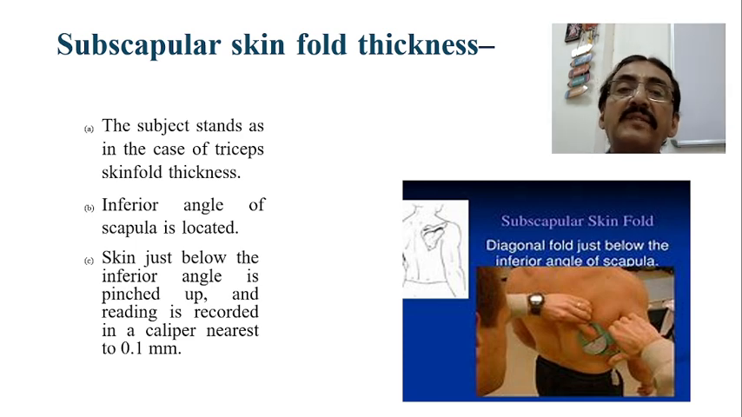Similarly, for subscapular skin fold thickness, the subject stands just as in the case of the triceps skin fold thickness. The inferior angle of the scapula is located first, as shown in the schematic presentation. The skin just below the inferior angle is pinched up, and the reading is recorded with a caliper to the nearest 0.1 mm.